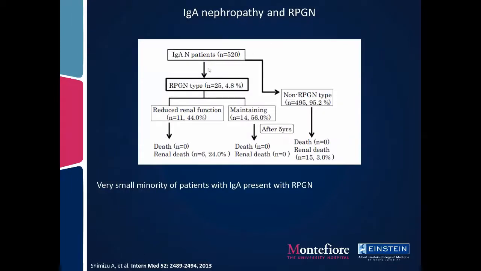So this is a study looking at 520 patients with IgA nephropathy. Only about 5% of them had RPGN, and the rest, 95%, presented with a non-RPGN type of presentation. Out of those that had a non-RPGN type, the chances of them reaching end-stage renal disease was very less, only about 3%. Whereas those that had RPGN and reduced kidney function, about 24% of them ended up needing dialysis. So IgA nephropathy usually does not lead to end-stage renal disease, especially if they don't have RPGN or severe inflammation in the biopsy.